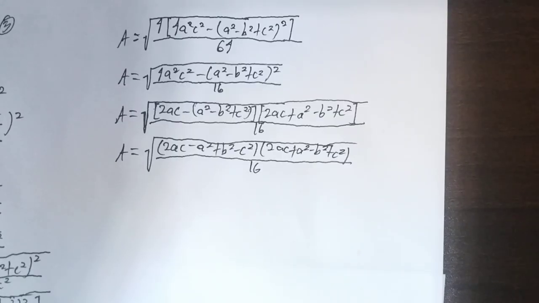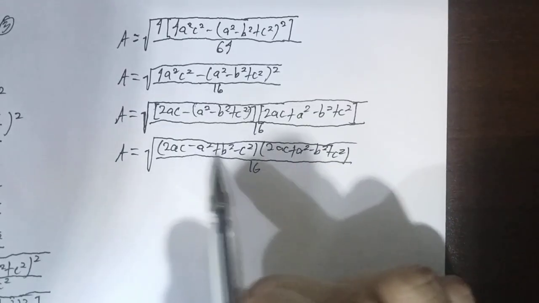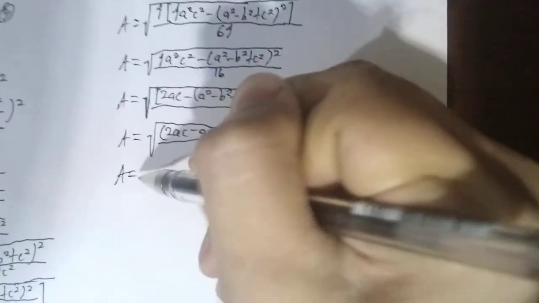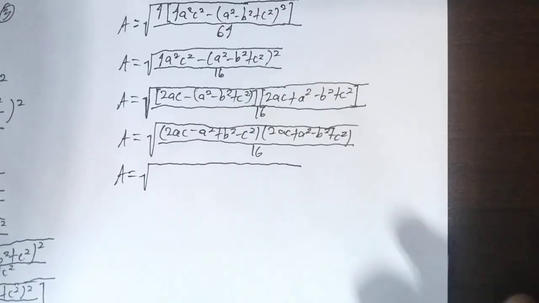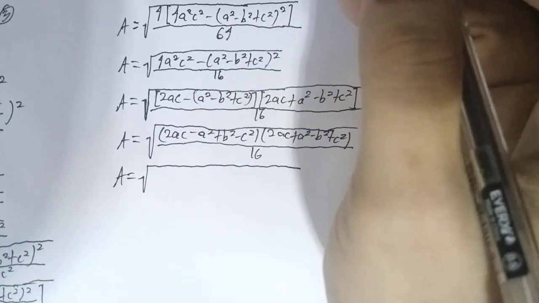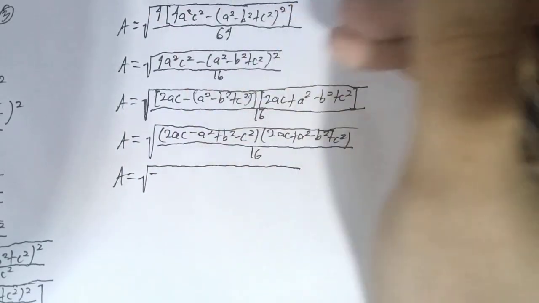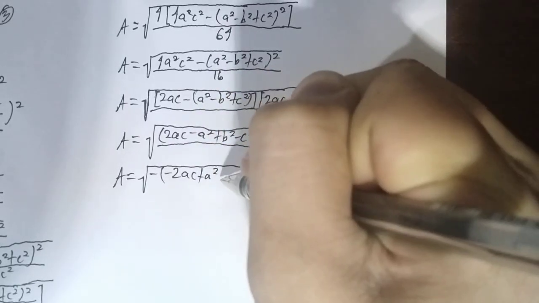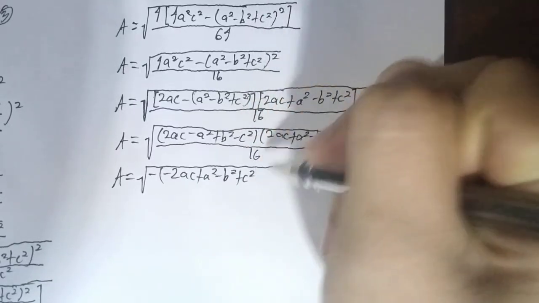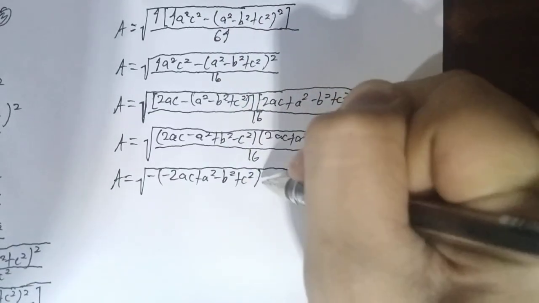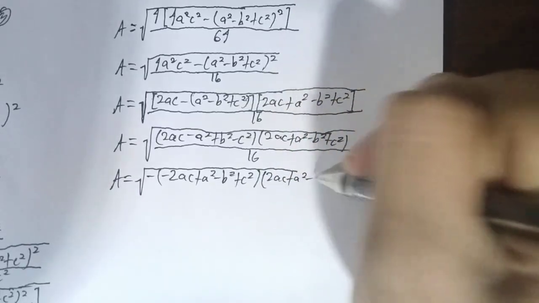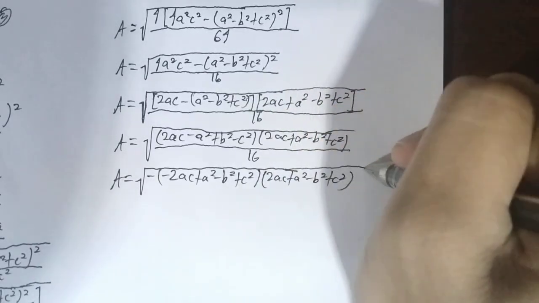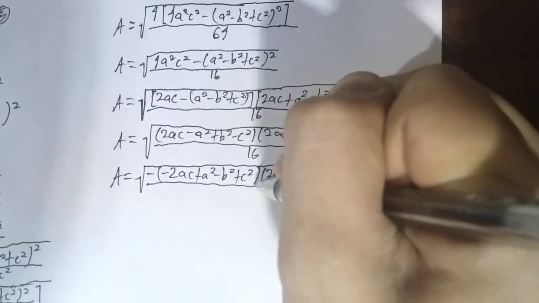And then what we would do is factor out negative from this expression, giving us A equal to the square root of negative, negative 2ac plus a squared minus b squared plus c squared, multiplied by quantity 2ac plus a squared minus b squared plus c squared, all over 16.